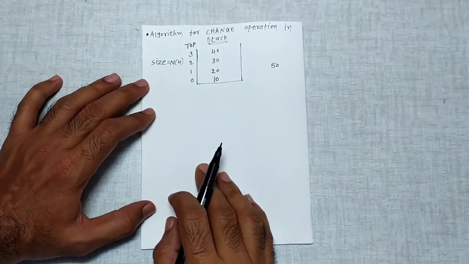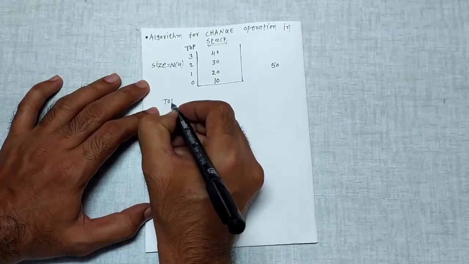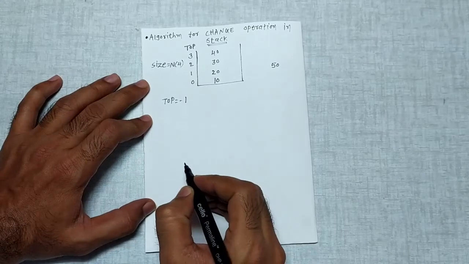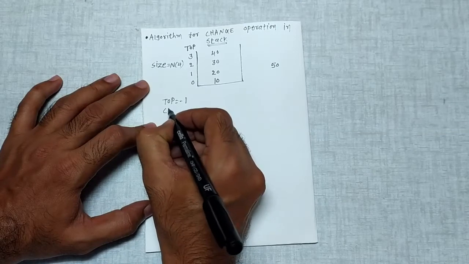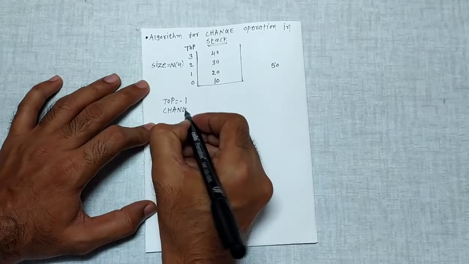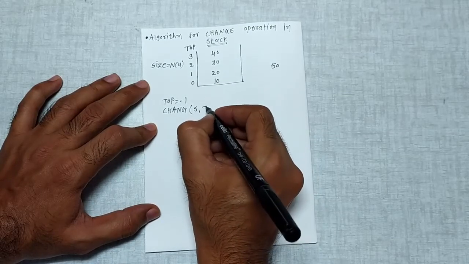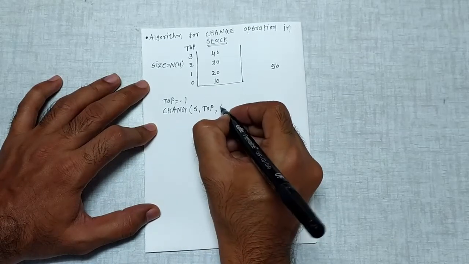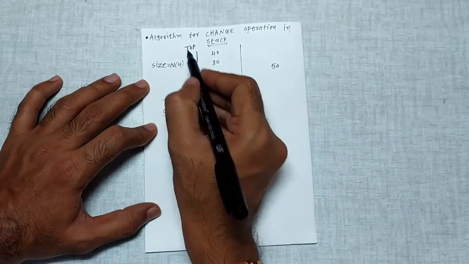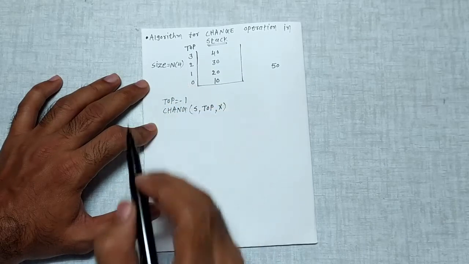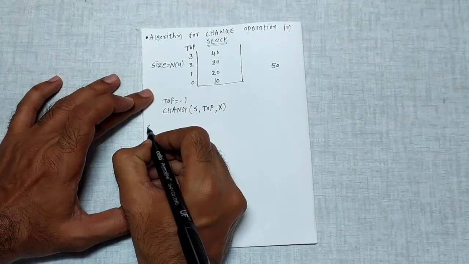For that, let me initialize some variables. Top is by default pointing to -1. In the change function, S indicates the stack, the second is top, and x is 50, the element I want to insert at the position of 20, or you can say where the index is 1, top pointing to index 1. So what is step 1?